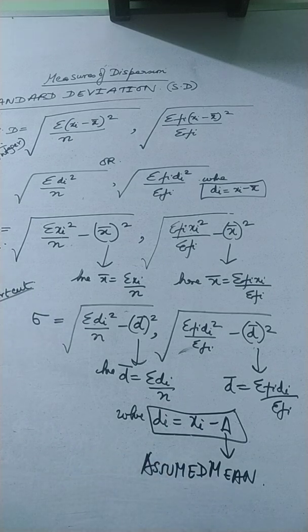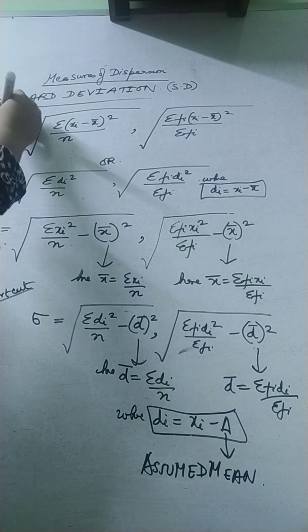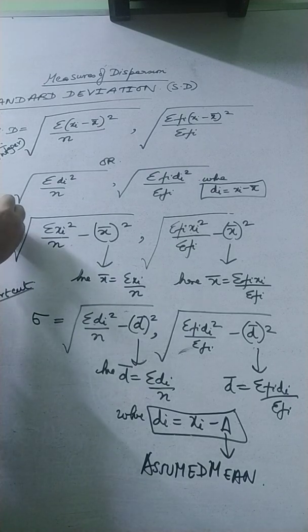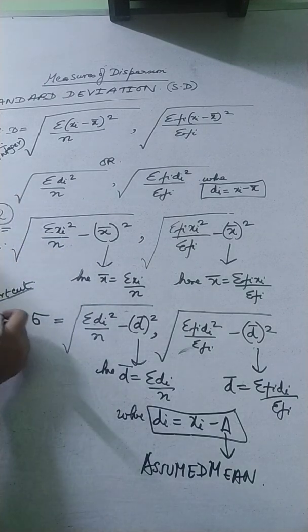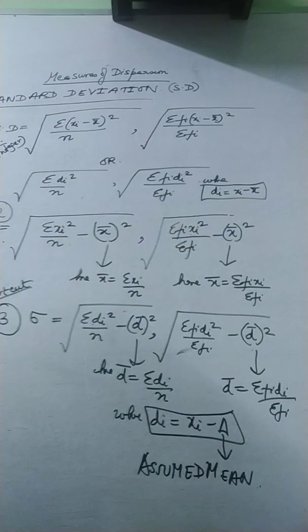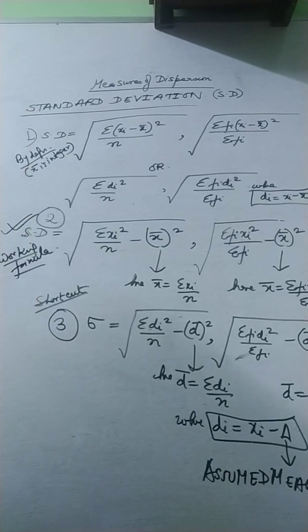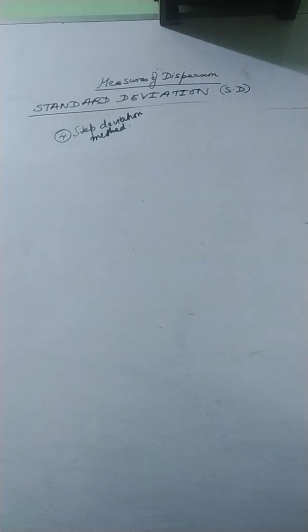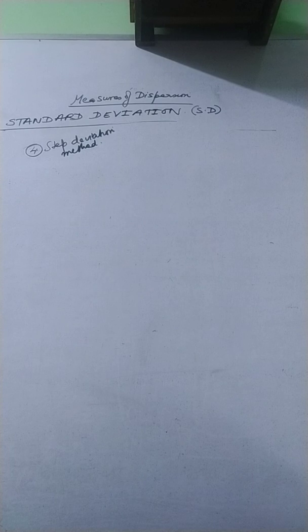Besides this, we have an important formula. So how many did we get? This was formula number 1, the first one. This is the working formula, number 2. Shortcut can be used as number 3. Now we have the fourth formula over here. What is formula number 4? The fourth one is your step deviation method. We had the step deviation method when we did mean, isn't it? So here also we have the step deviation method.